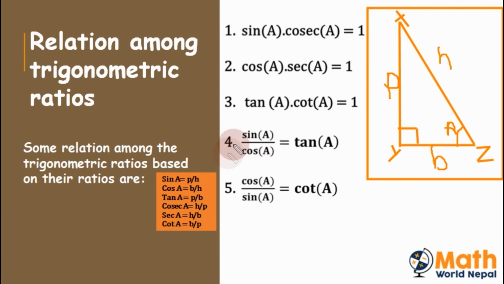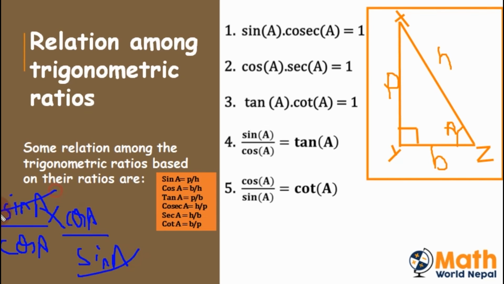Now from relations 4 and 5 we know that tan A equals sine A by cos A and cot A equals cos A by sine A. So if we put the value of tan A and cot A in relation 3, we'll get the value 1. So tan A equals sine A by cos A and cot A equals cos A by sine A, and we'll cancel sine A and cos A, which gives us the value 1, which verifies the third relation.